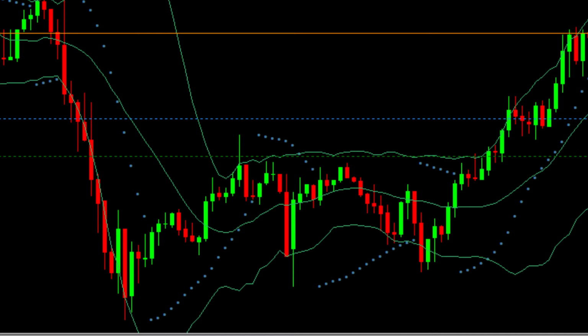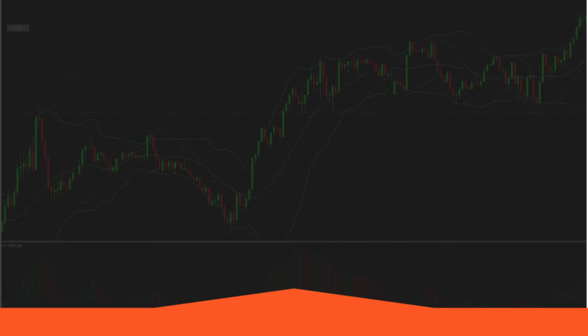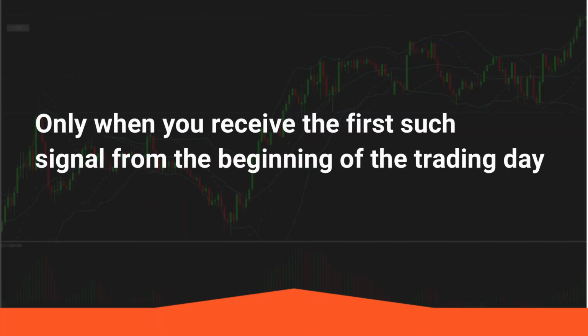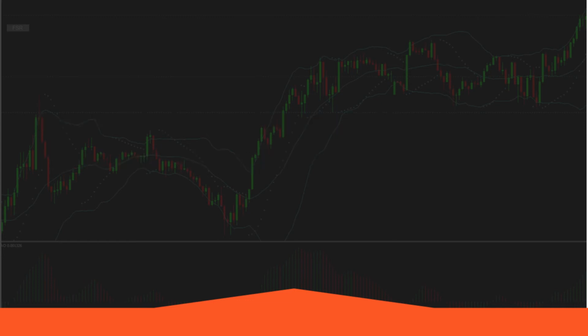Option A. This option should only be used once a day, only when you receive the first such signal from the beginning of the trading day. 1. The price is rebounding from the upper line of the envelope's indicator and is below it. At the same time, the price has not yet reached the lower line.